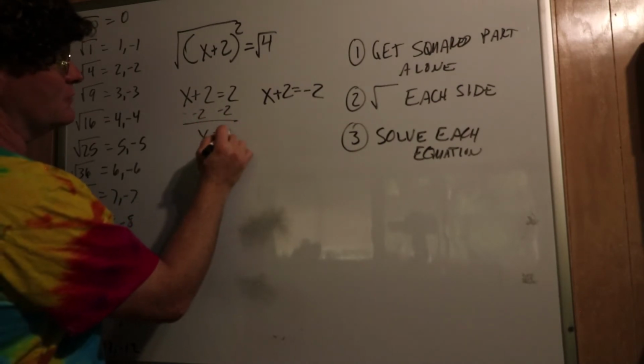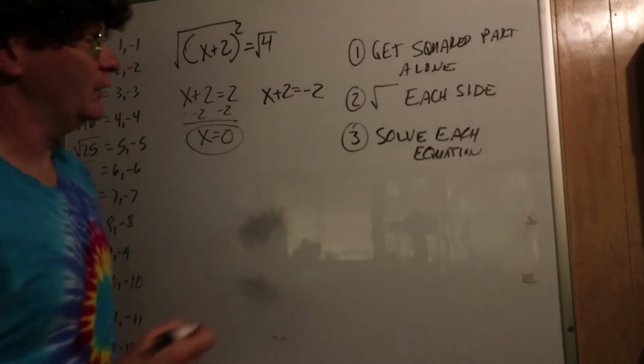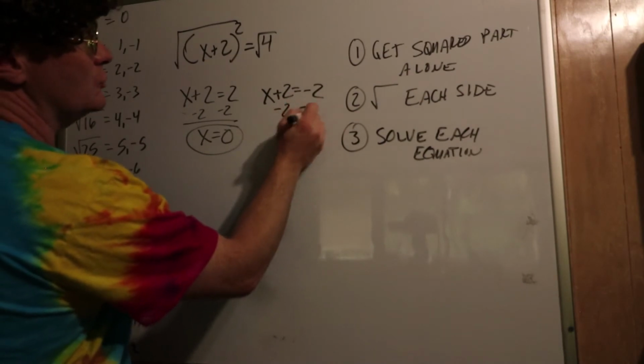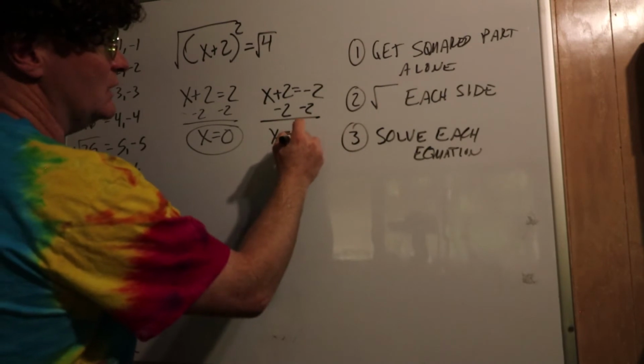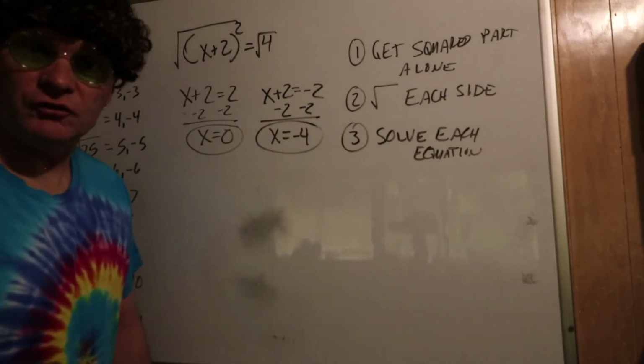Let's see, 2 minus 2 is 0. There's one of our answers. Negative 2 minus 2 is negative 4. So those are our two answers, okay?